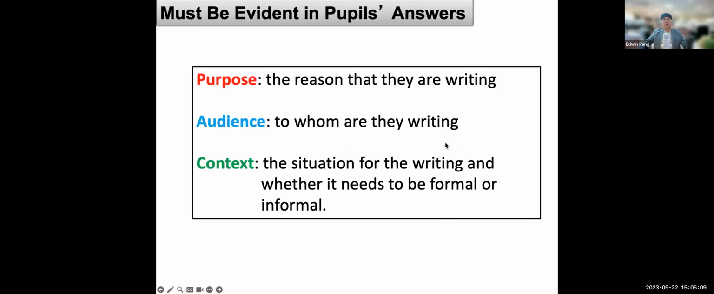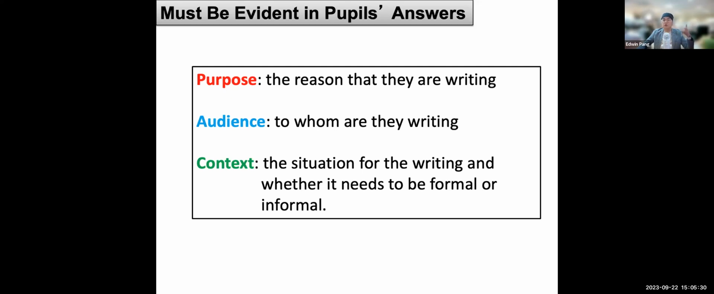So we talked about this, purpose, audience, and context. Now, I noticed when I look through many of your question papers that you do not mark out your purpose, audience, and context. That's a big no-no. Huh? I'll show you in a moment how I mark up my question paper, and I expect you to do the same for the exam. If you understand what I'm saying, please give me a thumbs up.